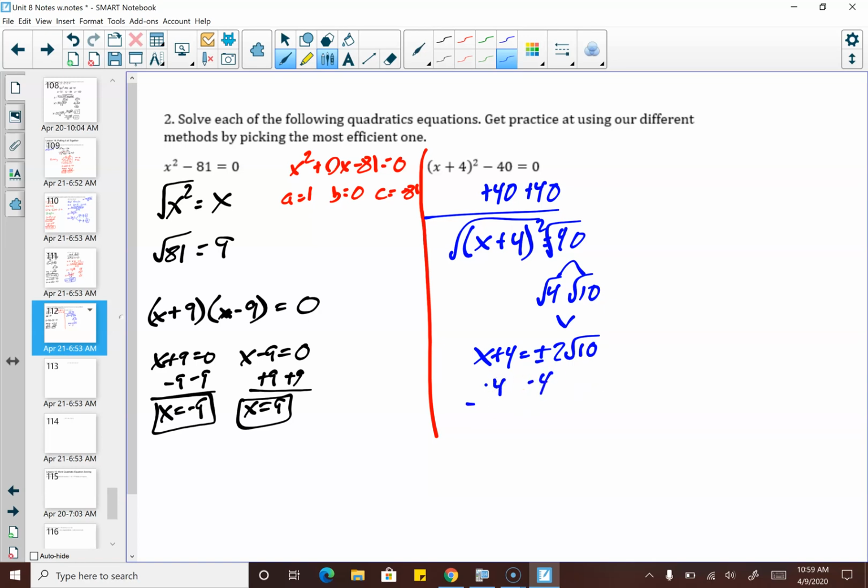We'll subtract the 4 on both sides. x equals -4 plus or minus 2 square root 10. And again, that's simplest radical form. It doesn't say we have to round. So we're going to leave that as our answer.